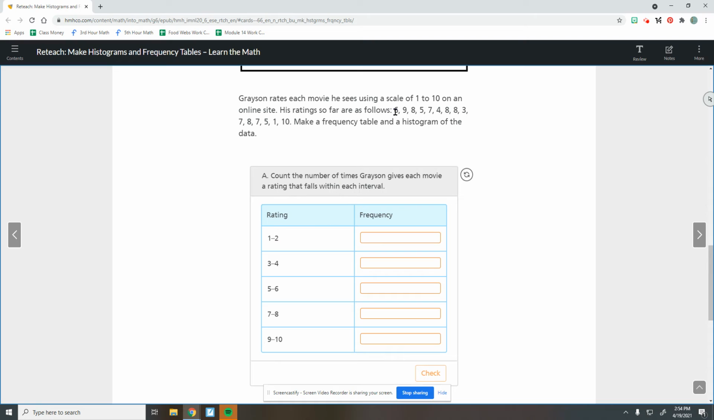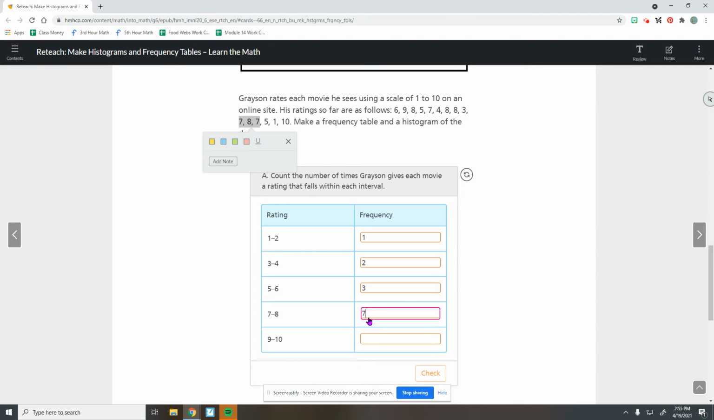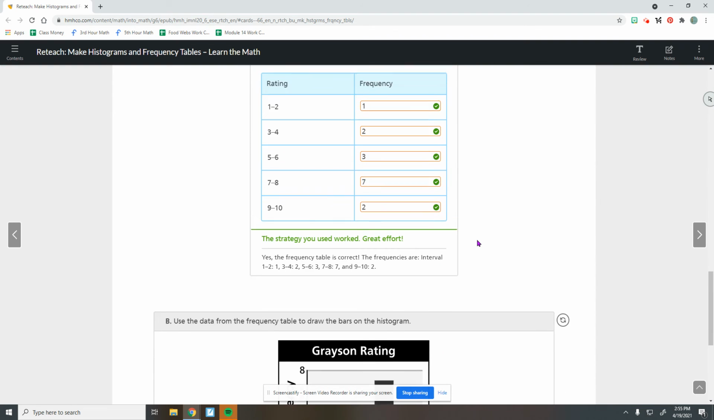Now we're looking for all the 1s and 2s. It's just 1, and 1 more. Now we're looking for 3s and 4s. There's 1, 2 of those. 5s and 6s: 1, 2, 3. It's making a nice pattern here. Let's see if it keeps it up. 7s and 8s: 1, 2, 3, 4, 5, 6, 7. So 7 of those. And then how many 9s and 10s? I see 1, 2 of those. So let's check. We got those right.